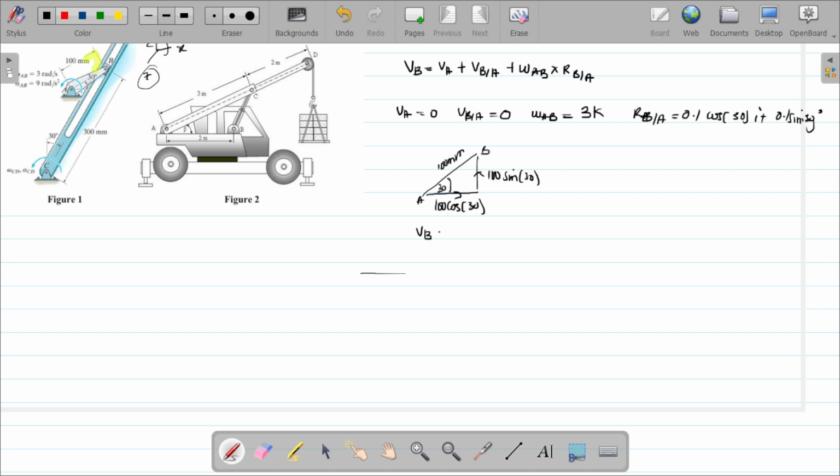So VB will be equal to 3k cross 0.1 cos 30 i plus 0.1 sine 30 j. So you have to do the cross product.